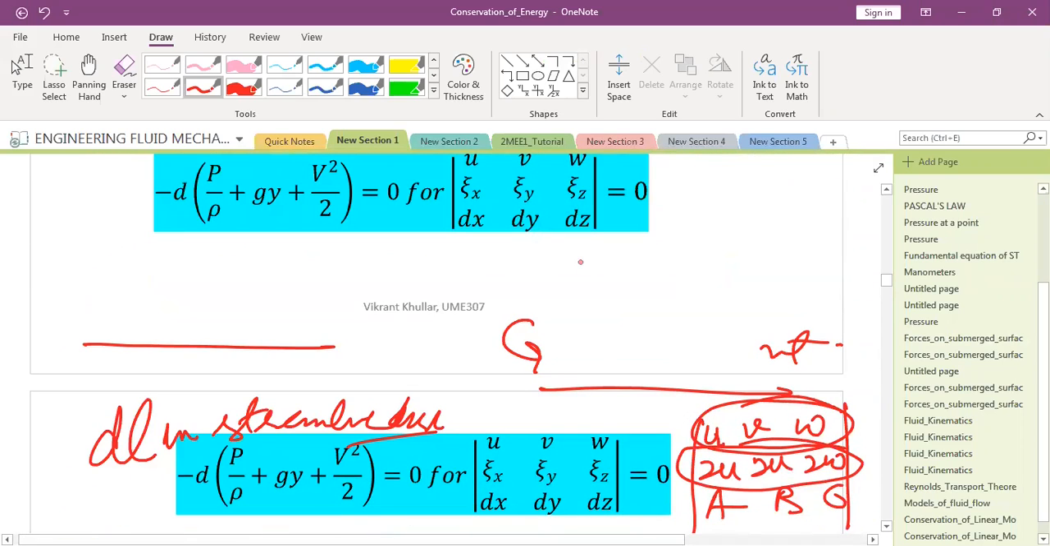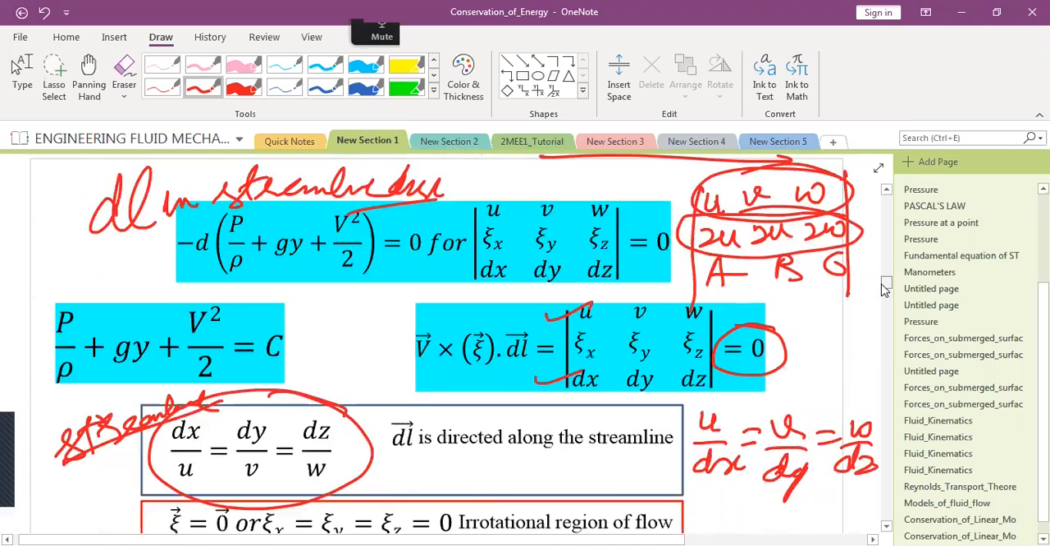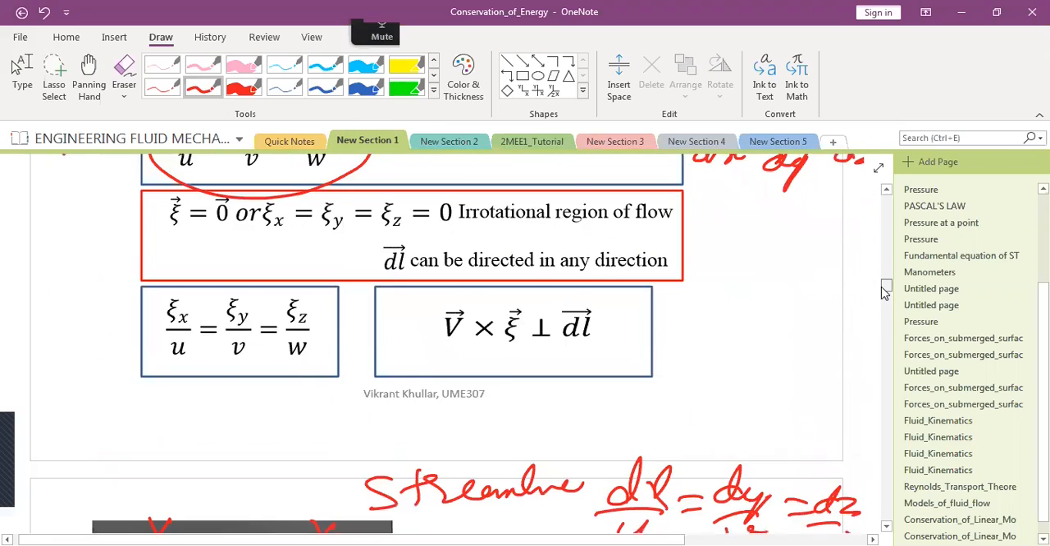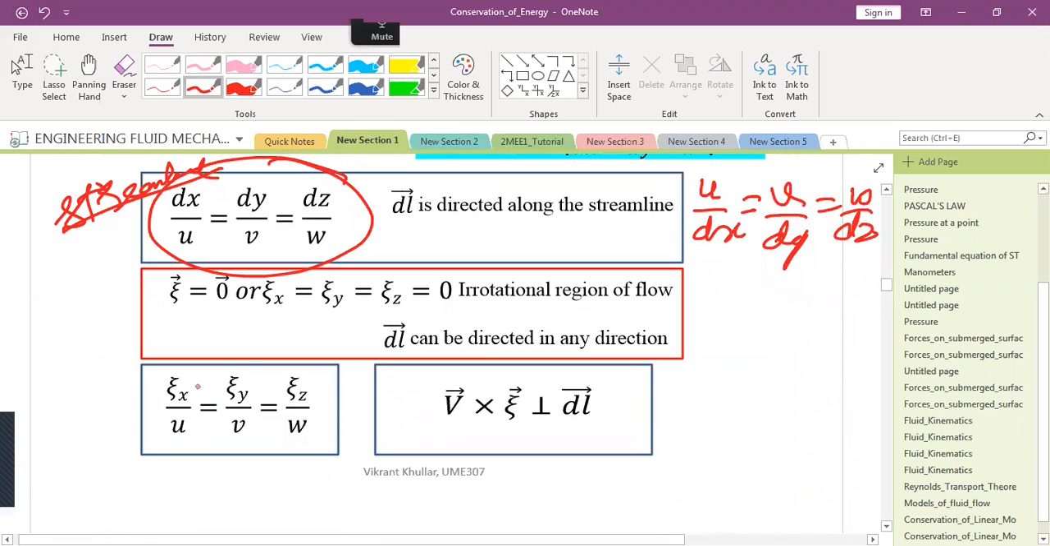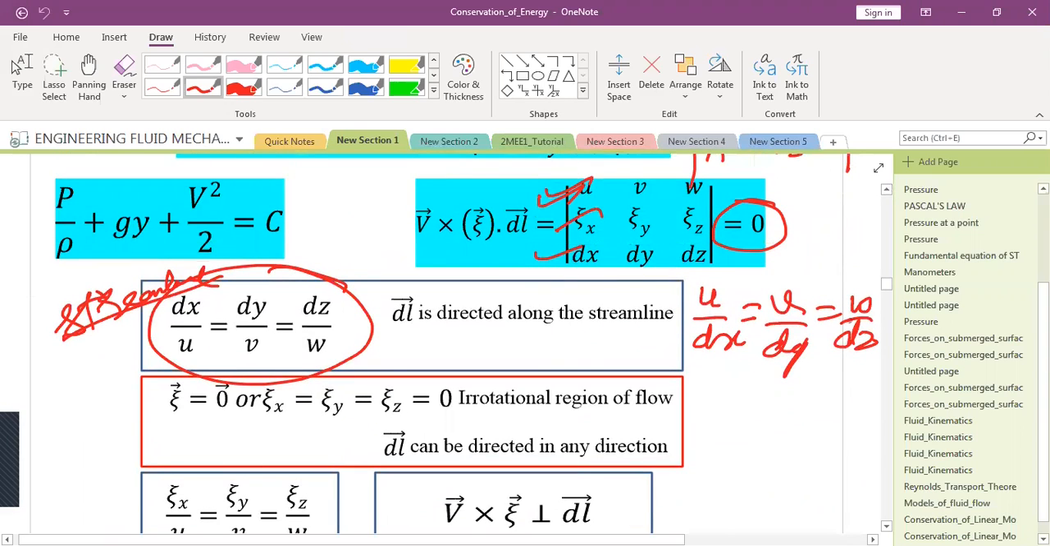P upon rho plus v square upon 2 plus gy is equal to constant along a streamline. So again, this is not a global constant. Are you clear? Yes, sir. Or the fourth one is that these are linear combination of each other, that is the first row and second row.